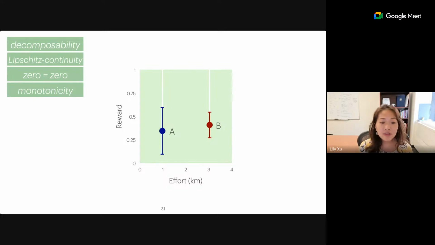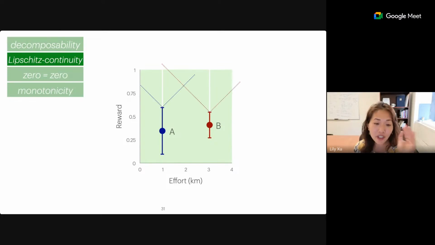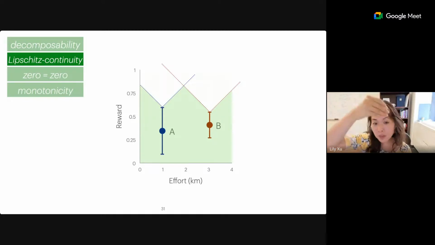So here's where we leverage the domain structure from our reward function. So first, think about Lipschitz continuity. We know that if we have a good estimate of reward at one level of effort, that gives us some bound on the expected reward at similar levels of patrol effort as well. So Lipschitz continuity will help us prune our uncertainty space. So instead of having the whole green region be the space of possible observations, we can really reduce the UCB estimates based on the observations that we currently have.